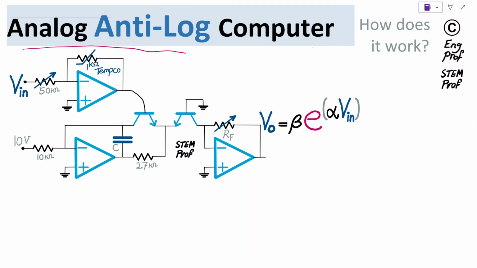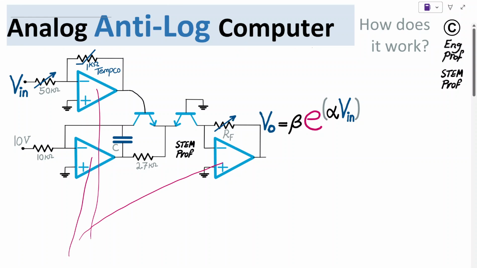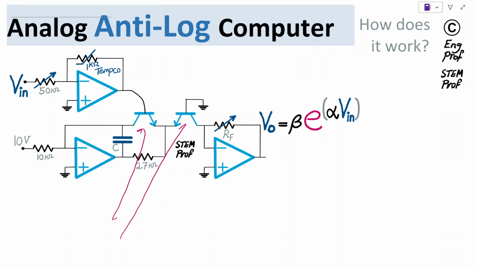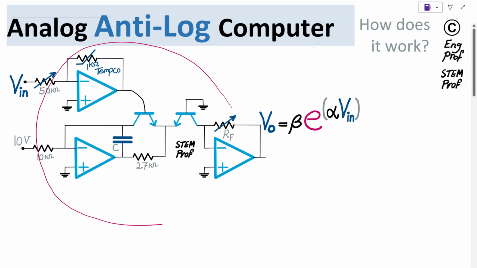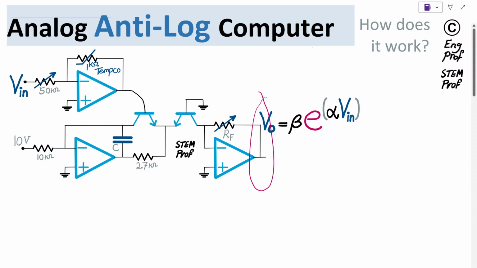An analog anti-log exponential computing circuit is shown here, implemented with 3 op-amps and 2 matching bipolar junction transistors, or BJTs, that are implemented on the same substrate in the same package and benefiting from the same junction properties. We want to show that this circuit effectively implements the anti-log calculation of Vn, which means the output voltage of the circuit is proportional to e to the power alpha times Vn, in which beta and alpha are constants or coefficients in the circuit as a function of circuit components that we can adjust.